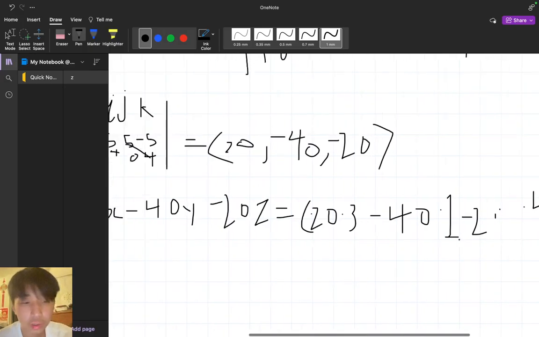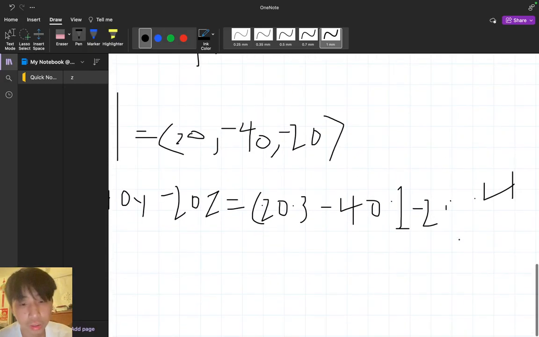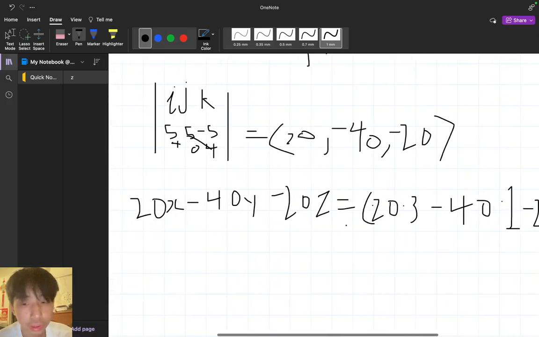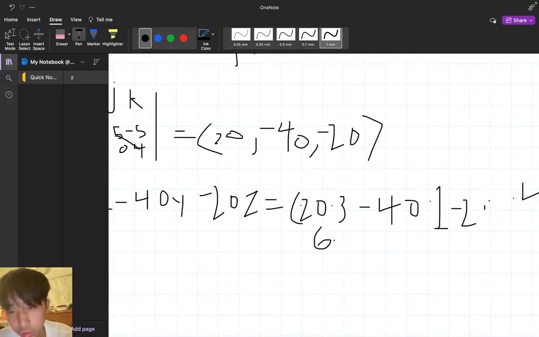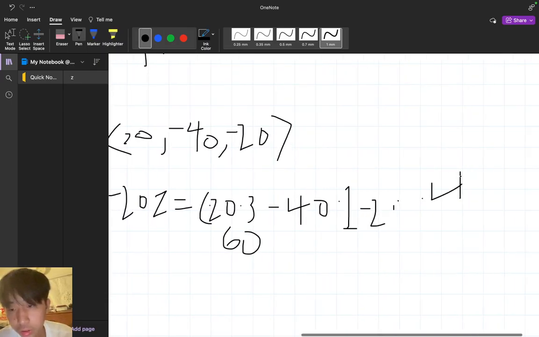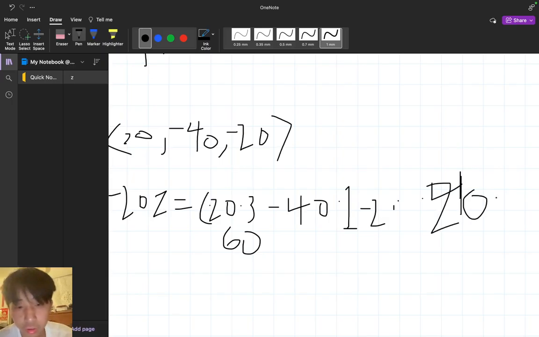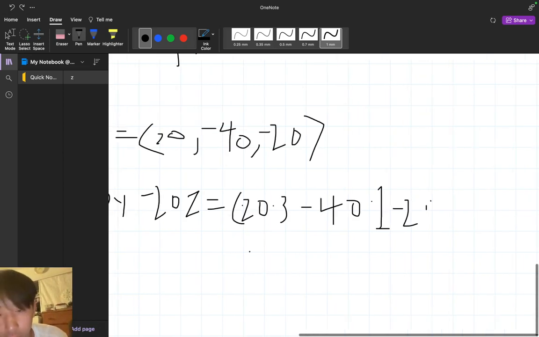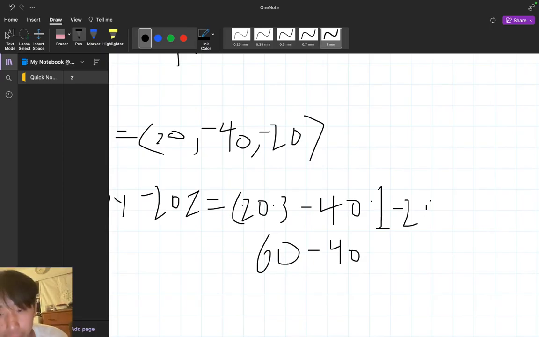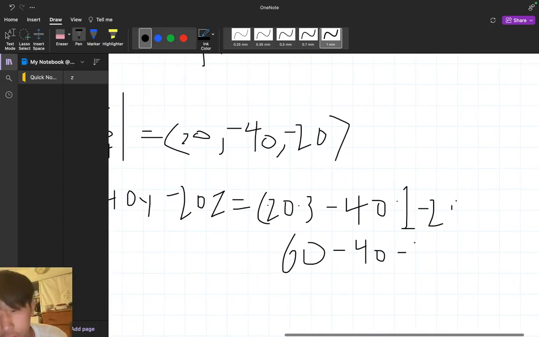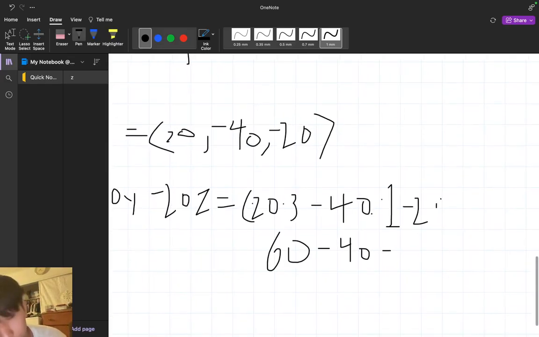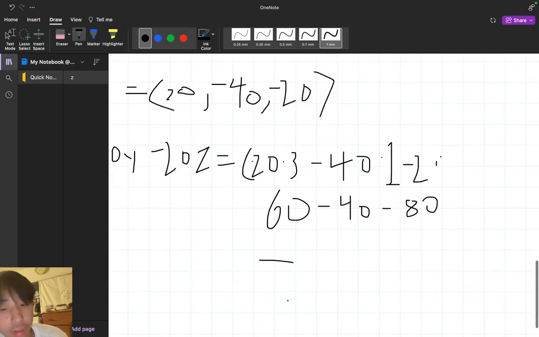And we get the answer of, oh my god, I think it's 60, yeah? This is 60, and this is 20 times negative 20, what am I doing? That's 60 minus 40 minus 60, wait no, 20 times 4 is 80. So yeah, it is negative 60.